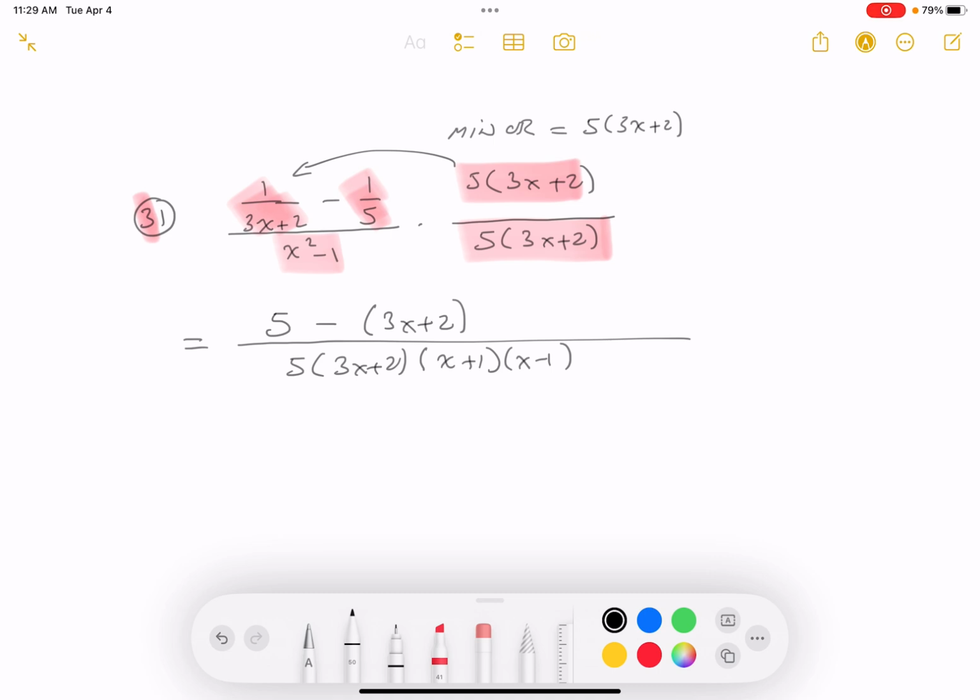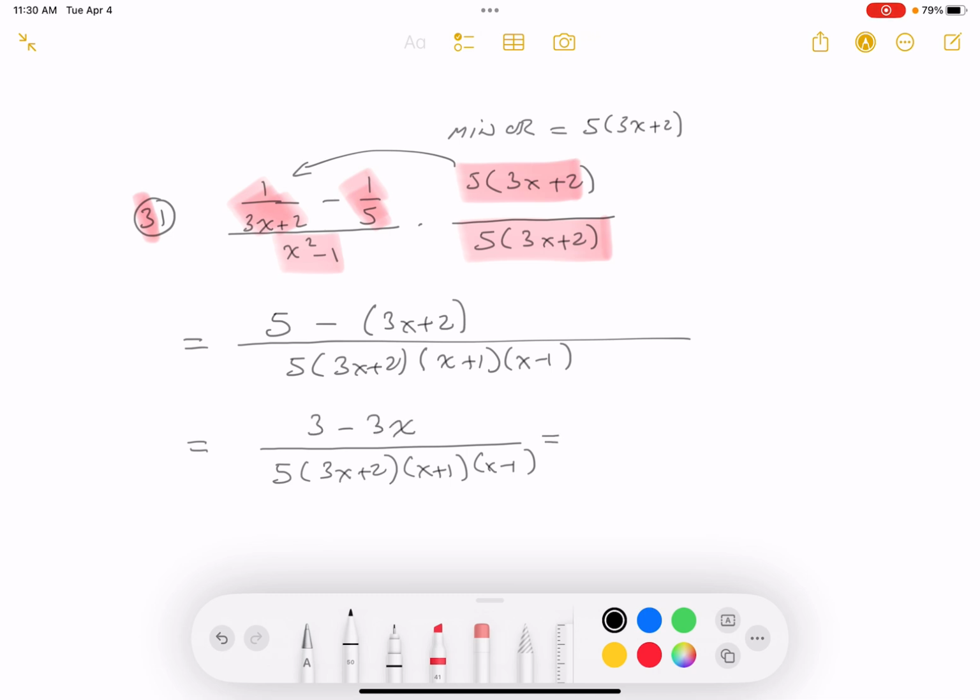All right, so now I no longer have a complex fraction. It's a rational expression now. So what I'm going to do is simplify it. And what do you get? On the bottom, you get 5, 3x plus 2, x plus 1, and x minus 1. On top, what do you get? Well, let's see. You get minus 3x. Let's see, 5 minus 2 is 3. So you get 3 minus 3x.